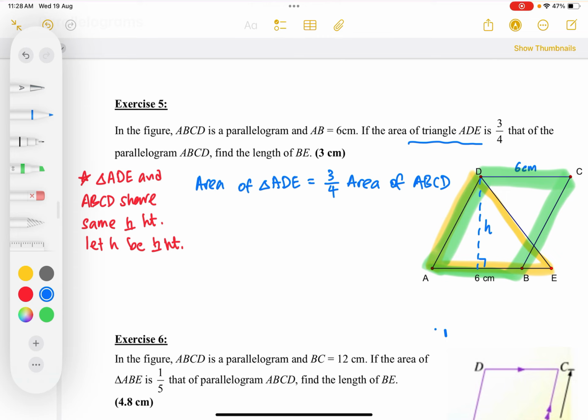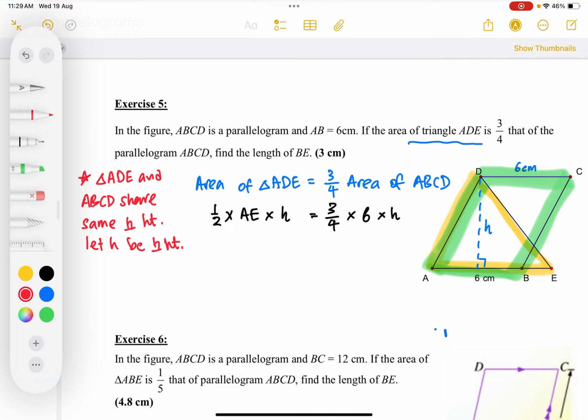We now convert it to our mathematics. So triangle area will be half times the base. The base is AE, which we currently don't know yet, and we multiply by our H, the same perpendicular height. And this has to be equal to the 3/4 of the area of ABCD, which we know by now. Cut out the triangle, put it on the other side, form a rectangle. Base of the rectangle is 6, and it has the same perpendicular height as our triangle.